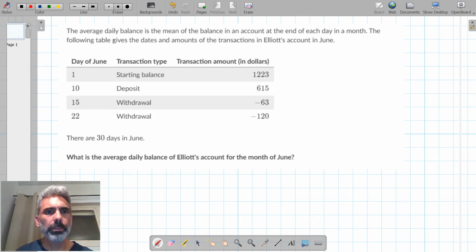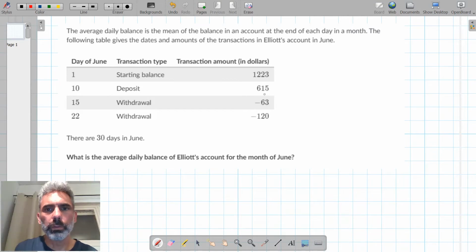The average daily balance is the mean of the balance in an account at the end of each day in a month. The following table gives the dates and amounts of the transactions in Elliot's account in June. Okay, so we see that from June 1st, the starting balance was $1,223, and it stayed the same until June 10th, when Elliot made a deposit of $615.